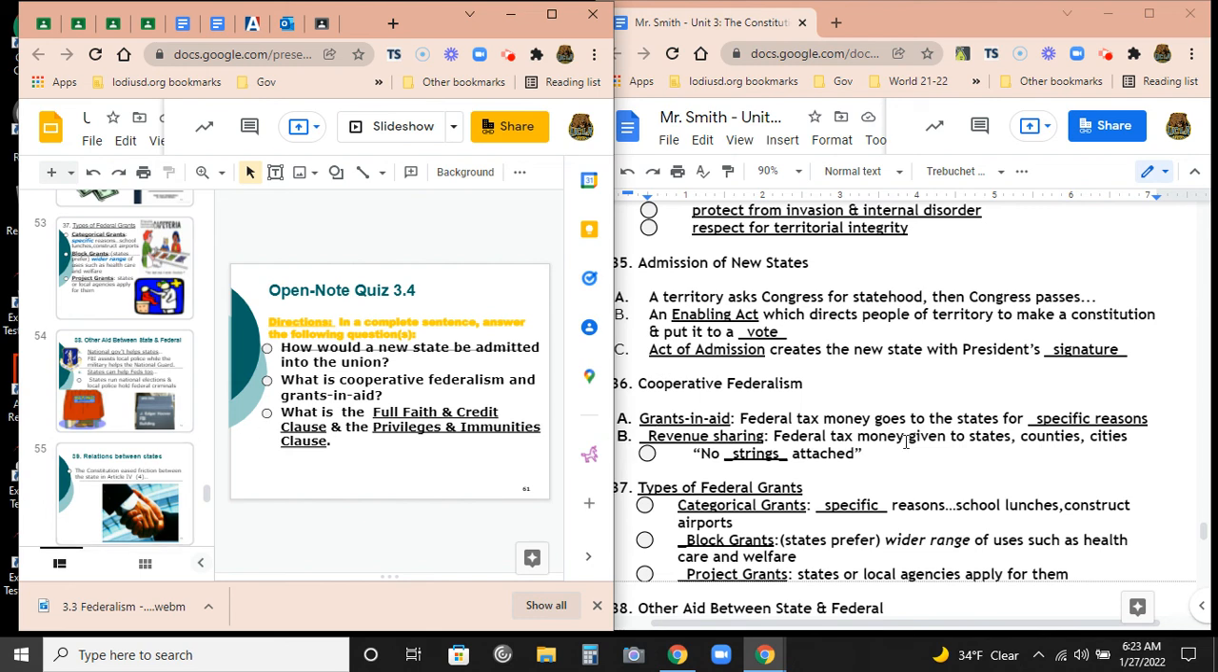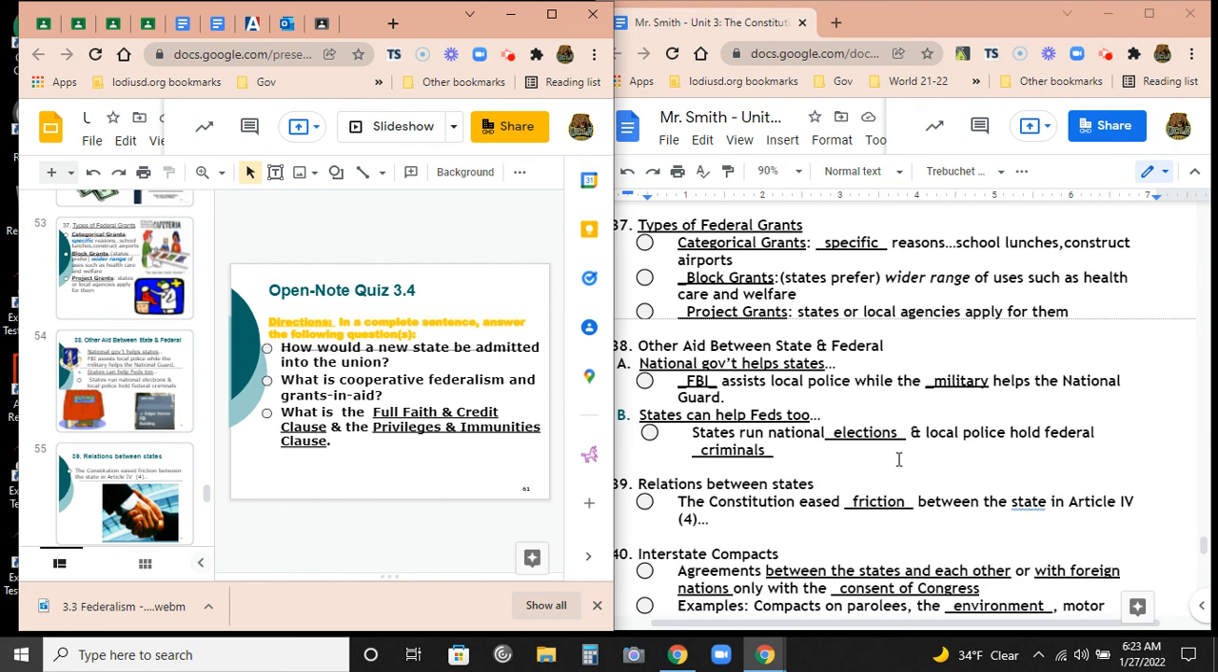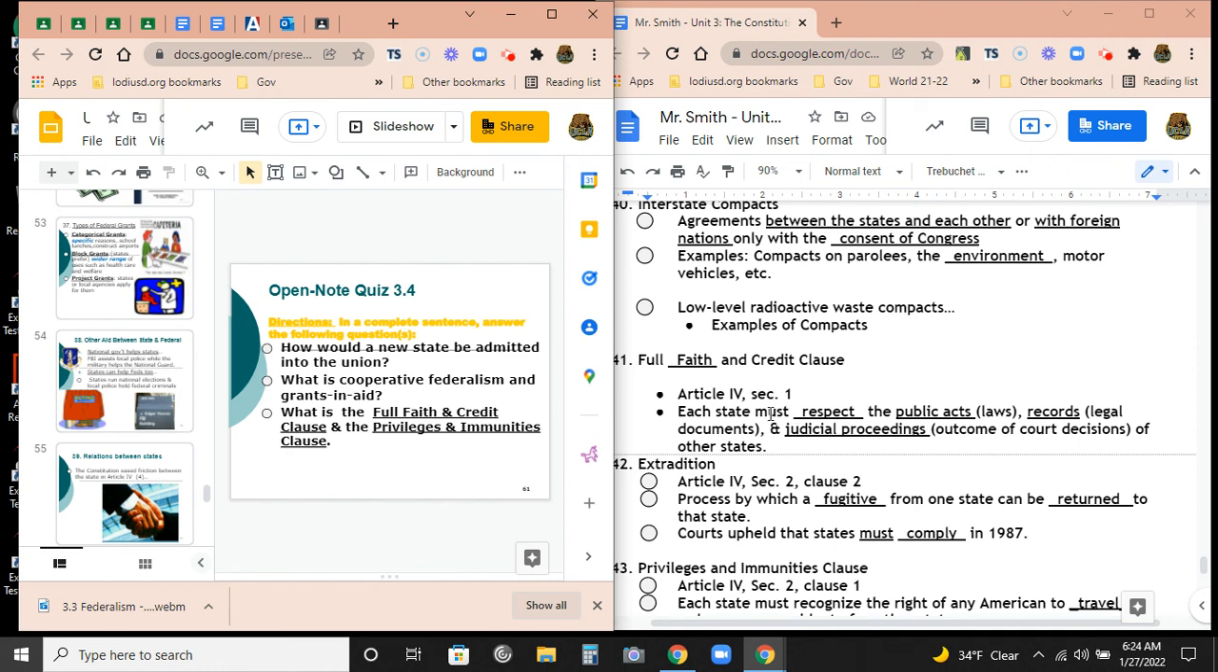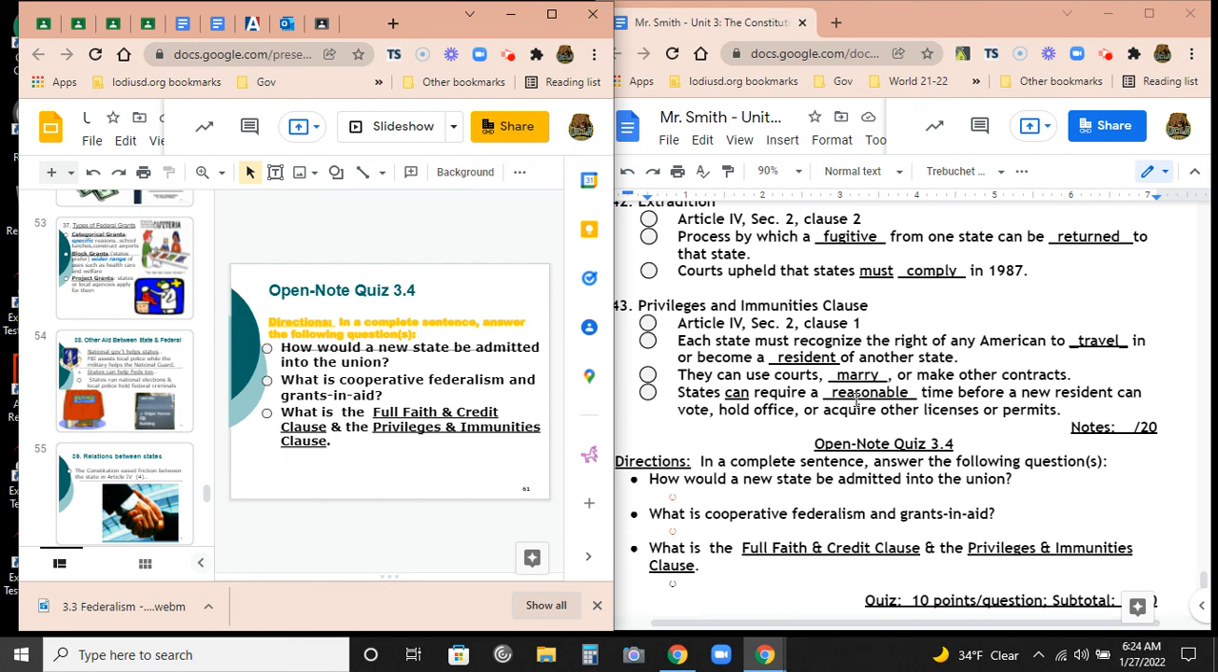It's the full faith and credit clause and the privileges and immunities clause. Full faith and credit: a state must respect public acts, records, and judicial proceedings from other courts. Privileges and immunities clause: each state must accept people's right to travel, reside, marry, or acquire new citizenship rights, as long as it's in a reasonable time frame.